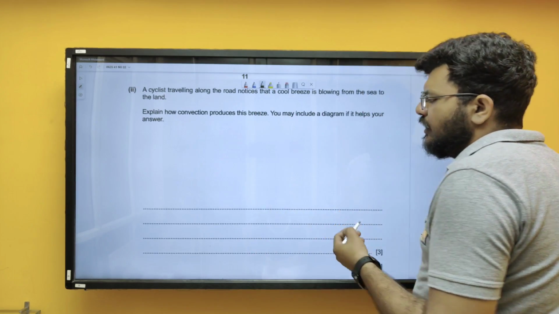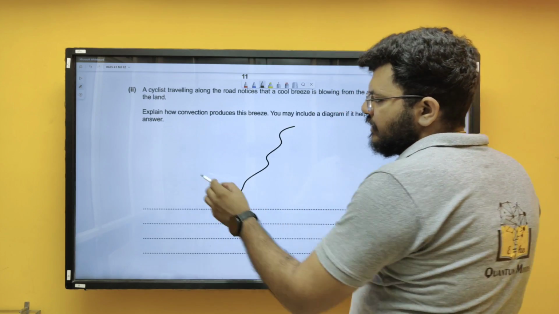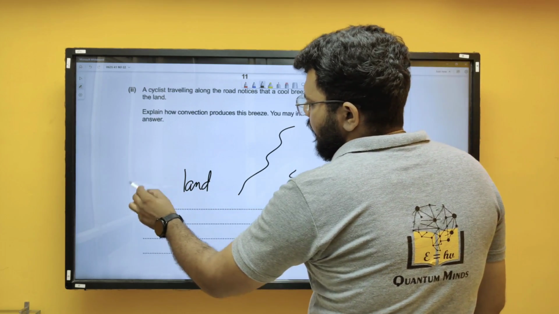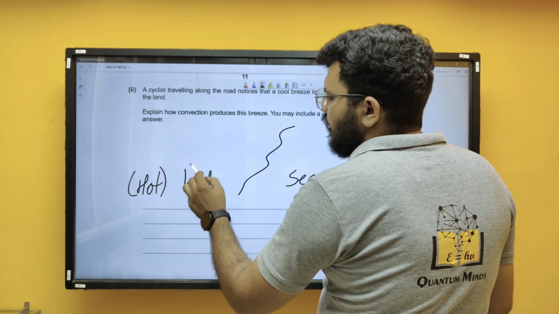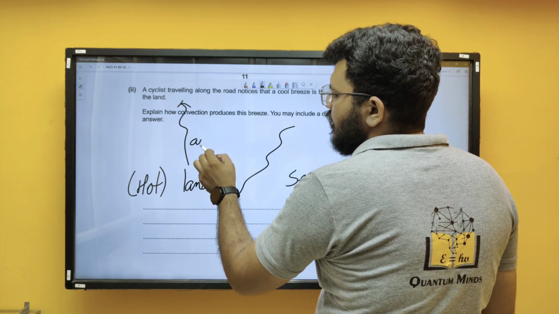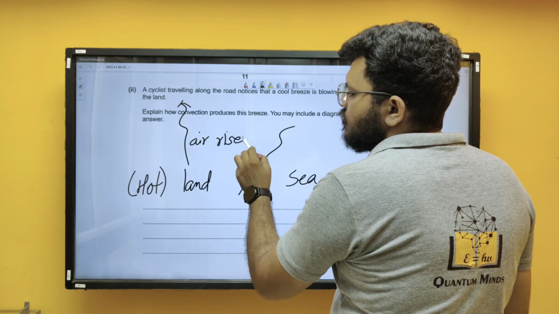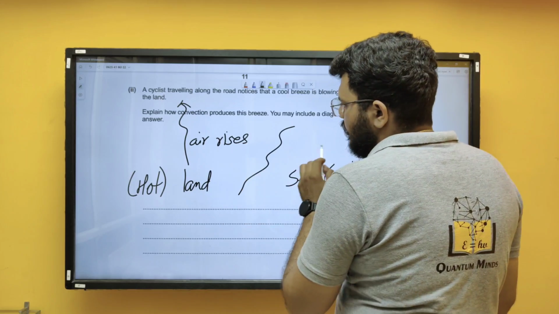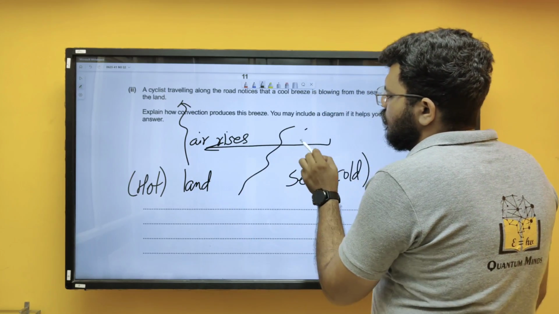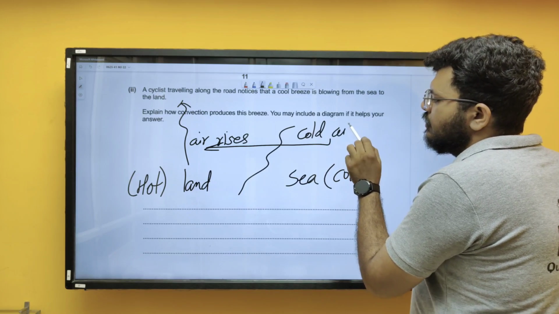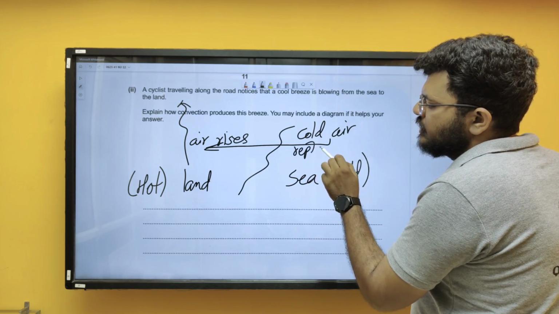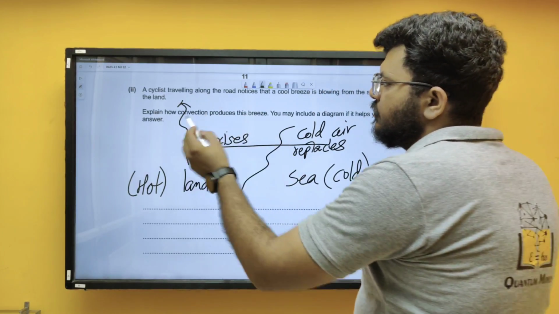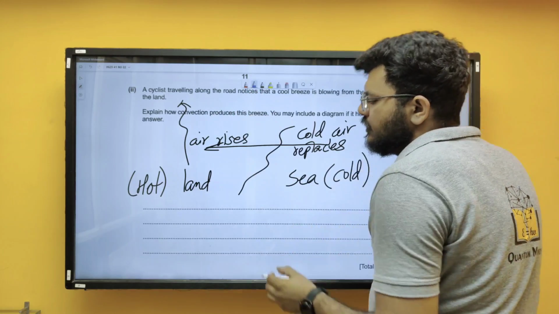Yes, this is sea breeze, right? How does it happen? So this is my diagram. Let's say this is land and this is sea. Okay, land is hot, so the air rises up. Air rises. Okay, sea, that is cold, comparatively colder, right? Cold air replaces, right? Cold air replaces the hot air. Explain how convection produces this breeze.